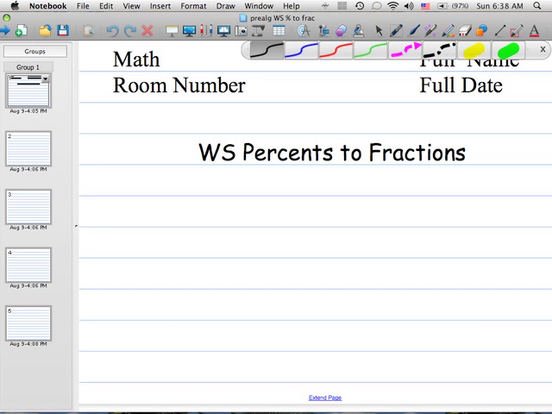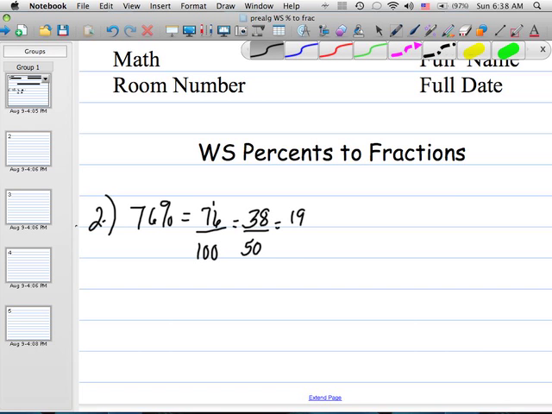So problem number 2, we have 76%. We're changing it to a fraction, so it'd be 76 over 100. Use 2 lines for your fractions. Simplify, 2 goes into 7, 3, 1 left over. 2 goes into 16, 8. 2 goes into 100 50 times. They're still both even, so I could divide by 2 again. 2 goes into 38, 19 25ths.